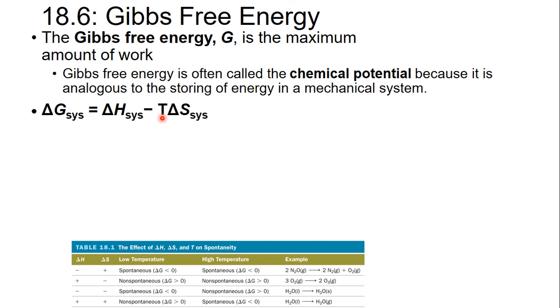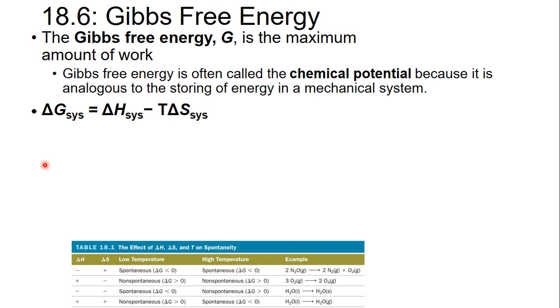And one last thing to look at in this equation is that we have T times delta S. That's because we said that delta S changes based on the temperature. There's some math that went on that we don't have to go over that gave us this equation, but basically it is just temperature times delta S. The lower the temperature, the less effect delta S will have. The bigger the temperature, the more effect delta S will have.